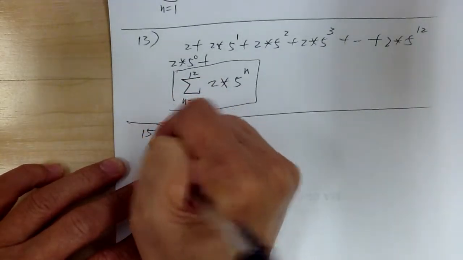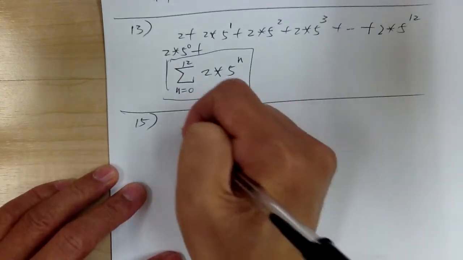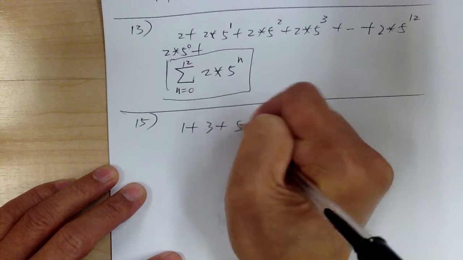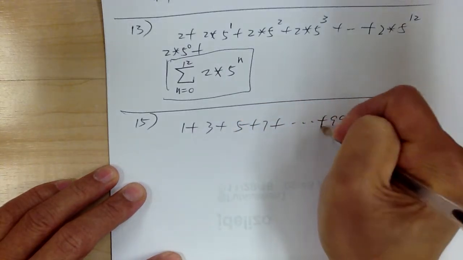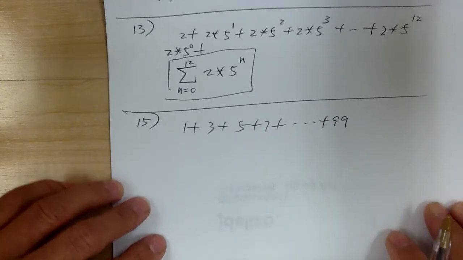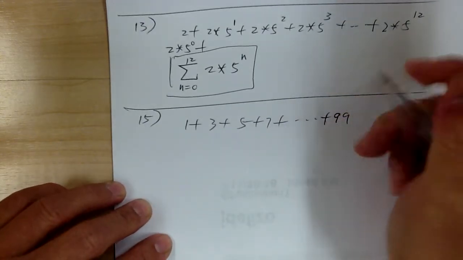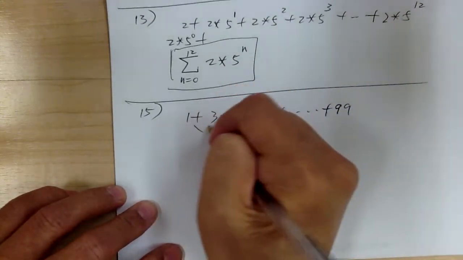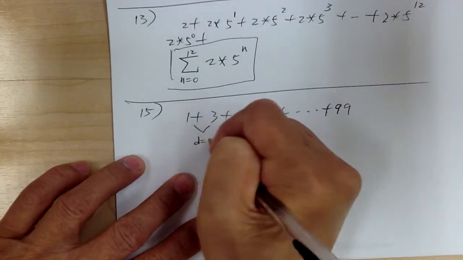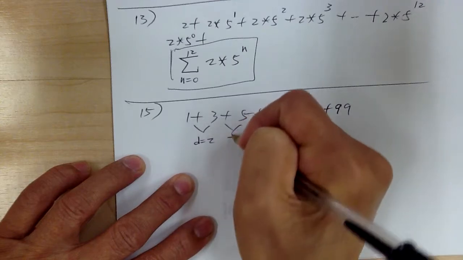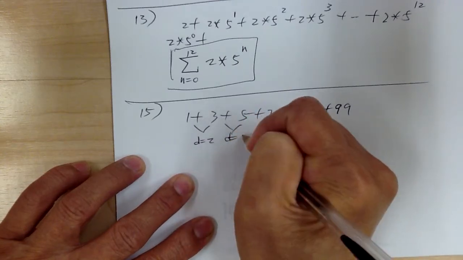Okay, let's go to 15. You got 1 plus 3 plus 5 plus 7 plus ... plus 99. Okay, so this one, you can see that this is an arithmetic series, so it'll be d equal to 2, right? So d equal to plus 2.